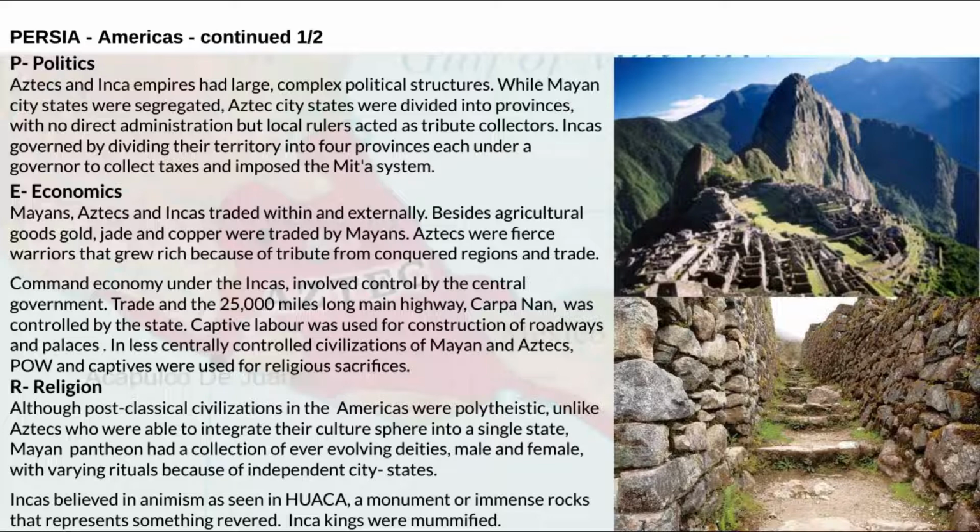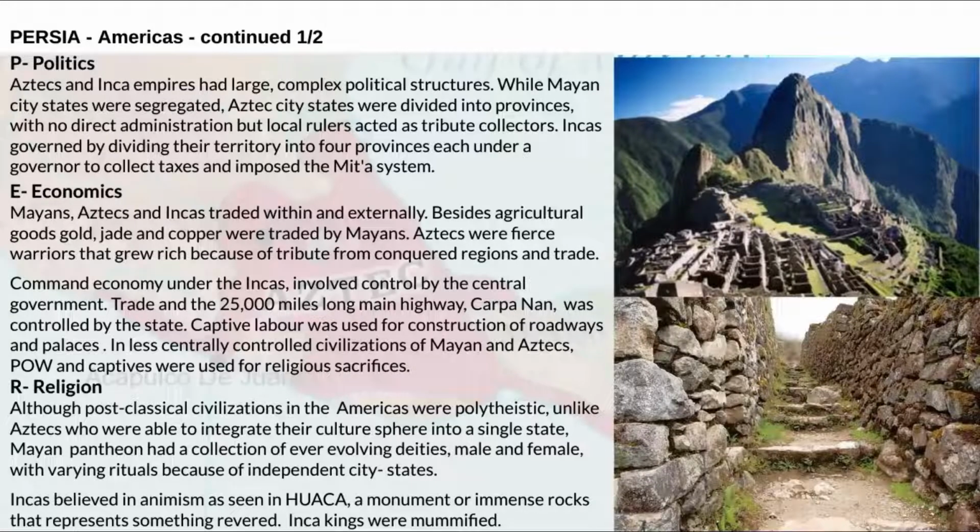Politics. Aztecs and the Inca empires had large, complex political structures. While the Mayan city-states were segregated, Aztec city-states were divided into provinces with no direct administration. However, local rulers acted as tribute collectors. Incas governed by dividing their territory into 4 provinces, each under a governor to collect taxes and impose the mita system. Economics. Mayans, Aztecs, and Incas traded internally and externally.